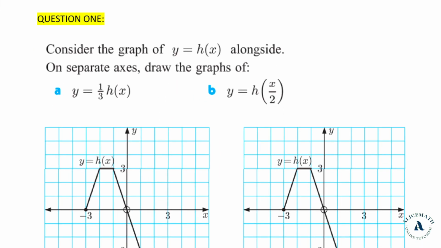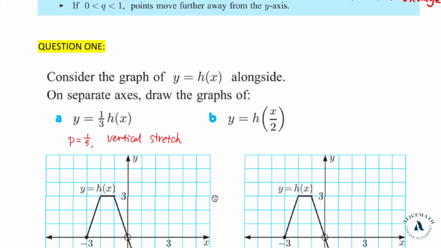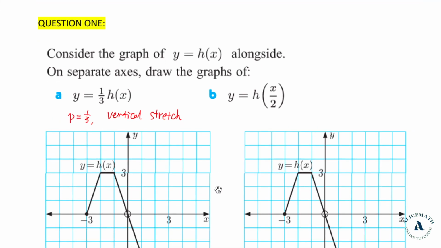Now p equals 1/3, and this is a vertical stretch, which means the vertical distance will become 1/3 of the previous distance.